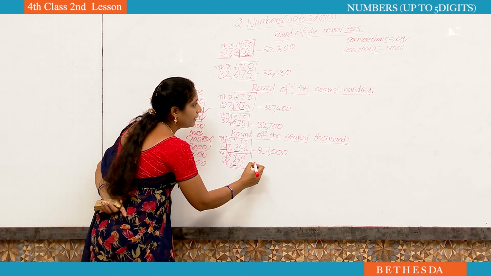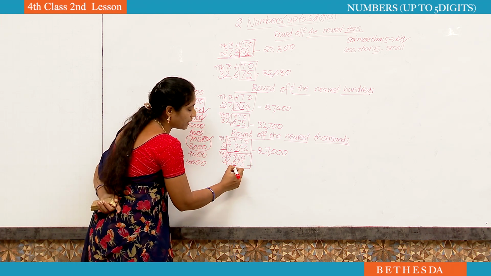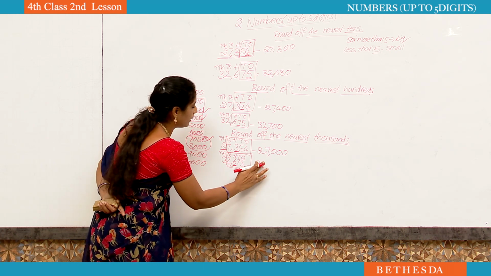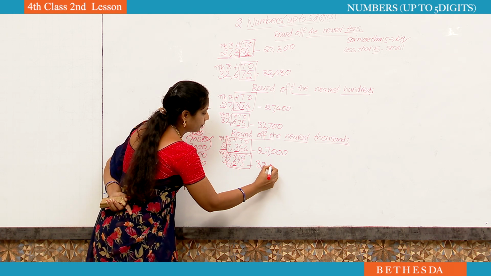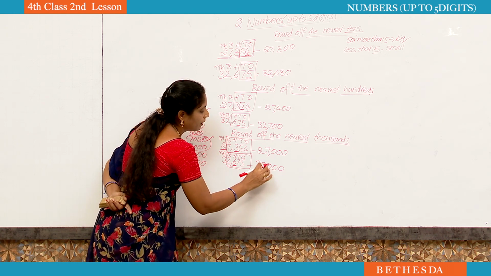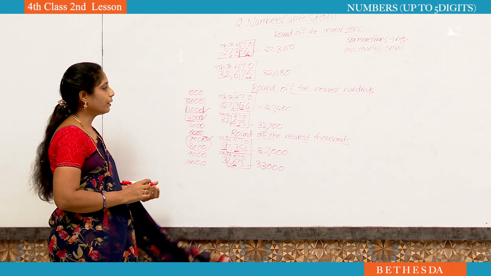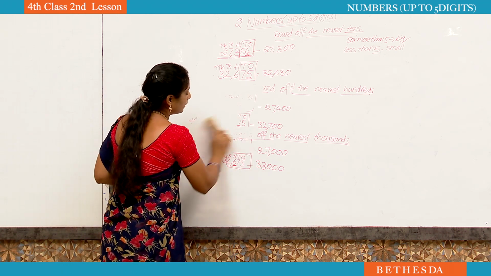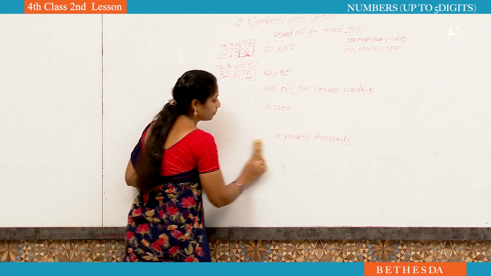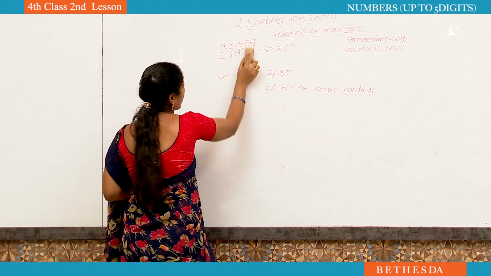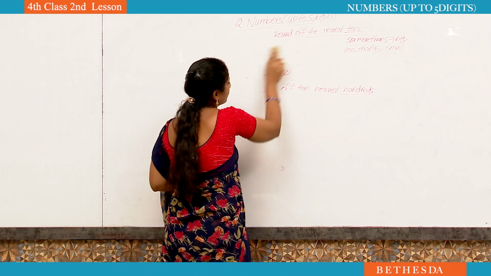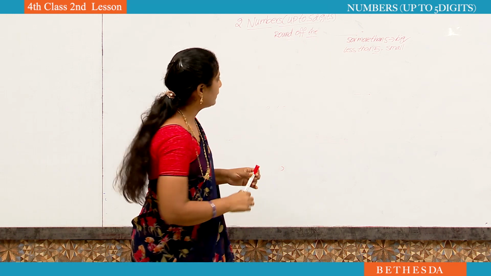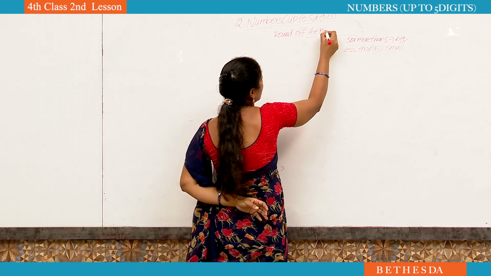Now what is the nearest thousand for 32,675? 33,000. Okay, did you understand? Is there any doubt in this? Okay, now we are going to learn rounding off to the nearest 10,000s.